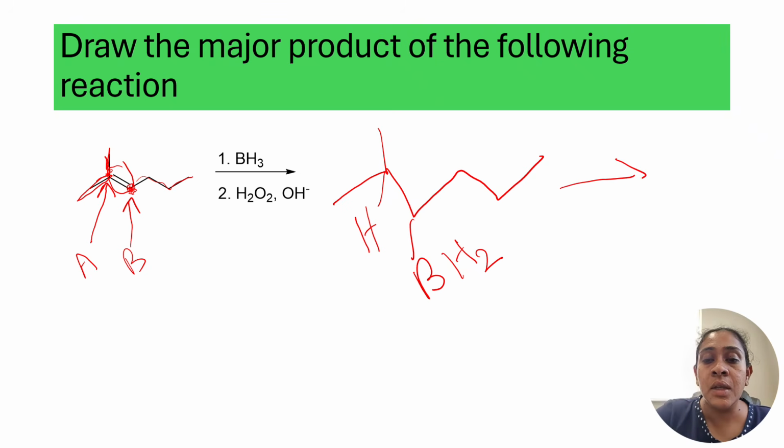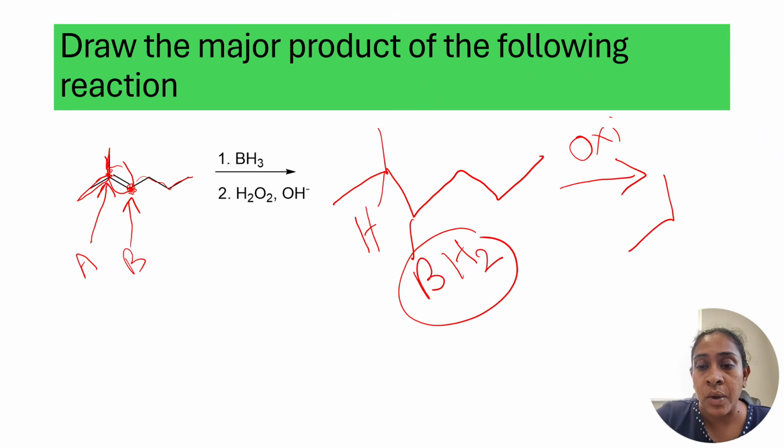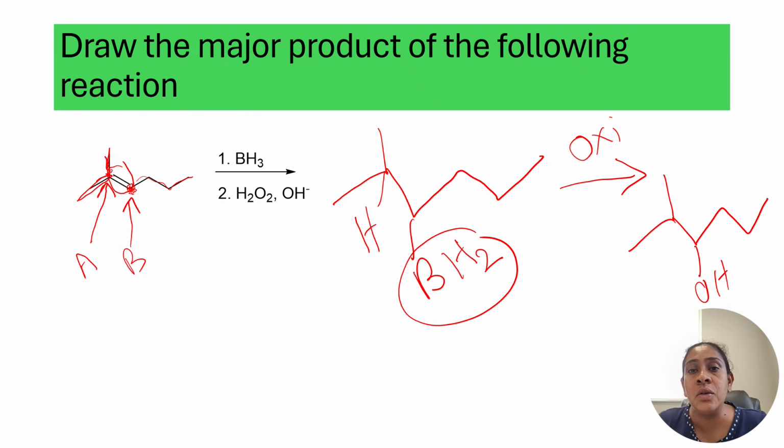And then when we do the oxidation step, this BH2 group will be replaced by an OH group. So finally, we are going to end up having 2-methylhexan-3-ol. Because a new stereocenter is formed at the alcohol-bearing carbon, we need to think of producing the enantiomeric pair.